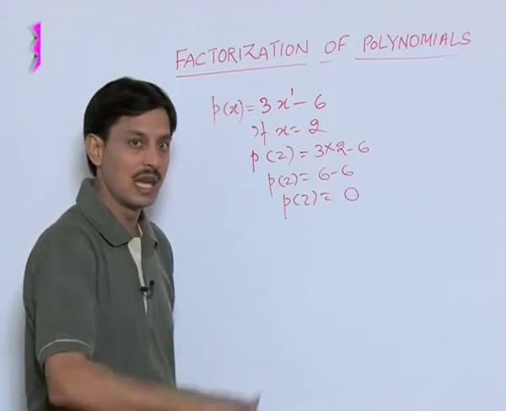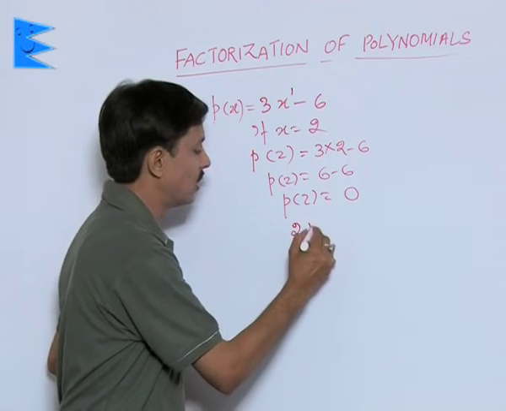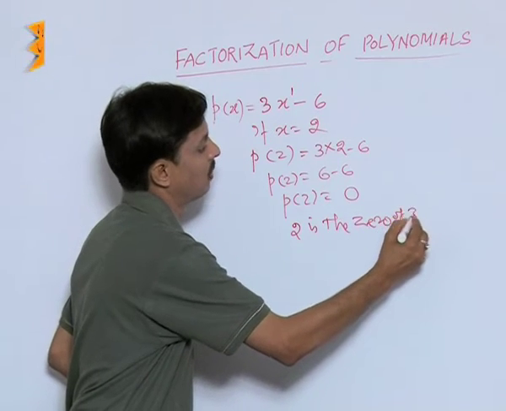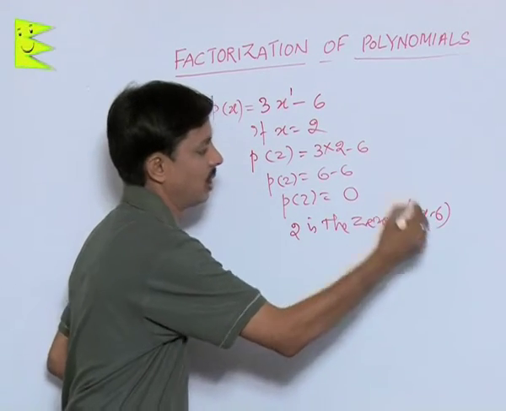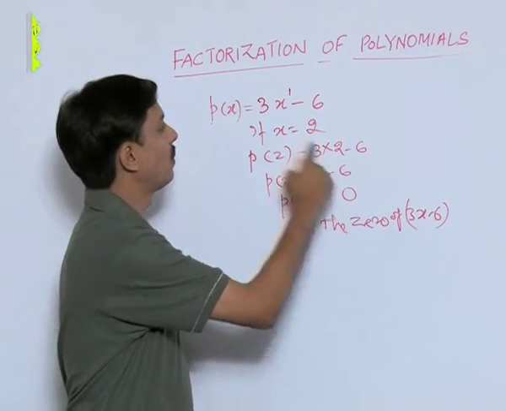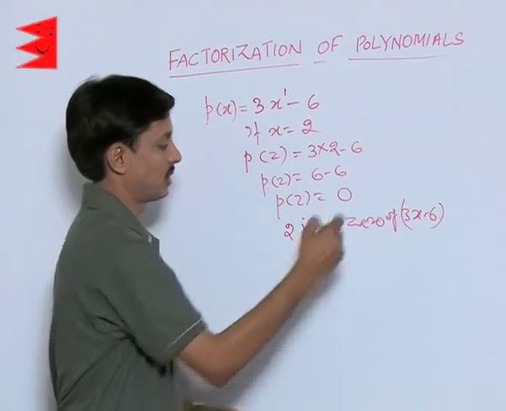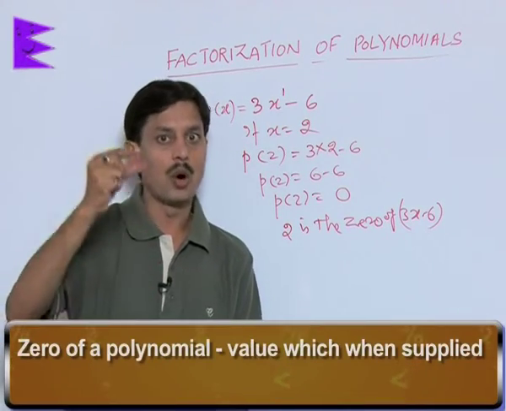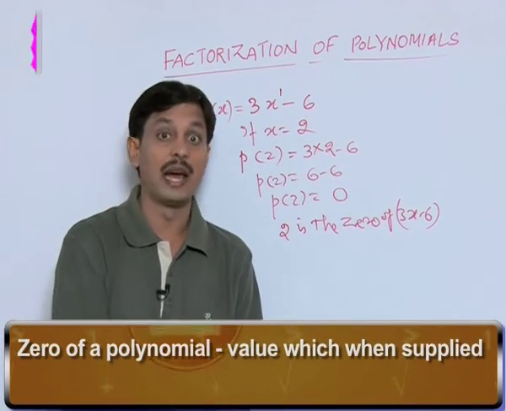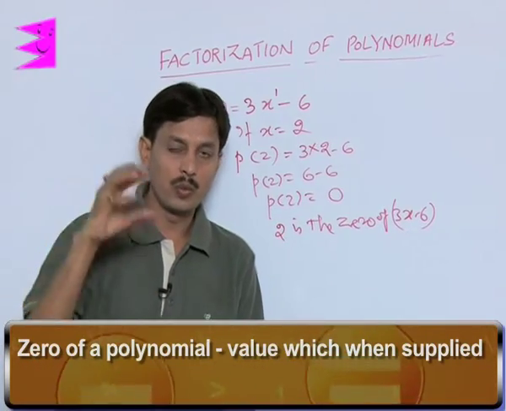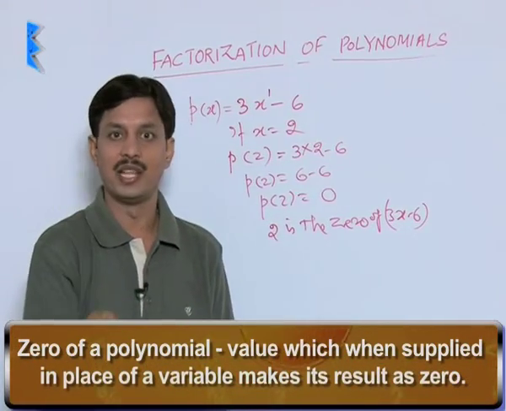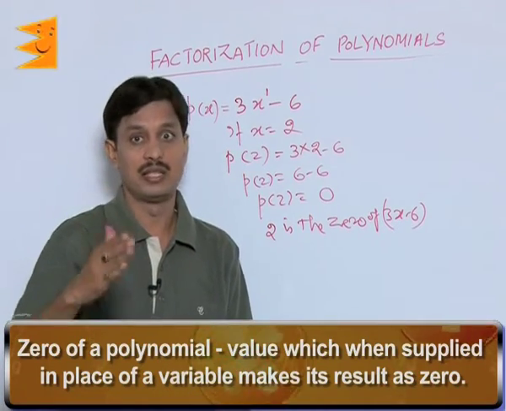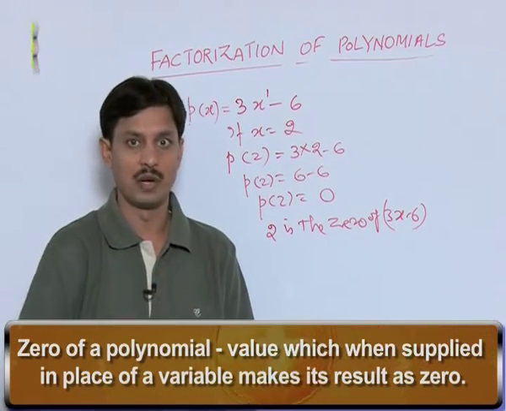So we say 2 is the zero of 3x minus 6. 2 is the zero of 3x minus 6. So what is the zero of a polynomial? The zero of a polynomial is that value which, when supplied in place of the variable, makes the result 0, is known as the zero of a polynomial.